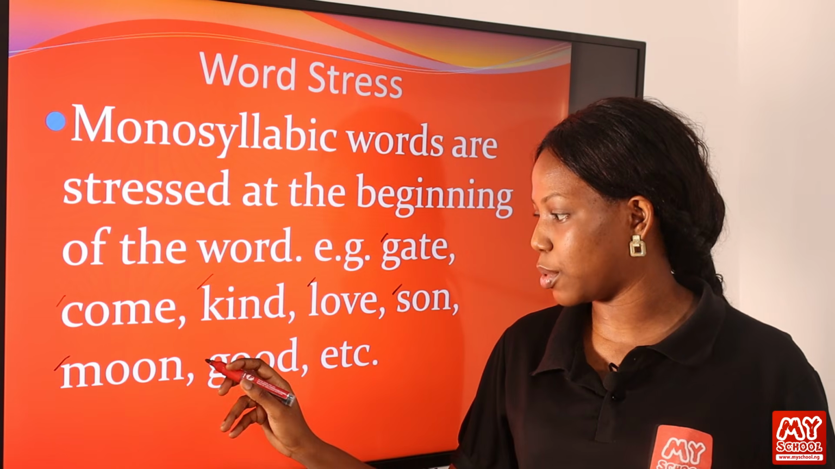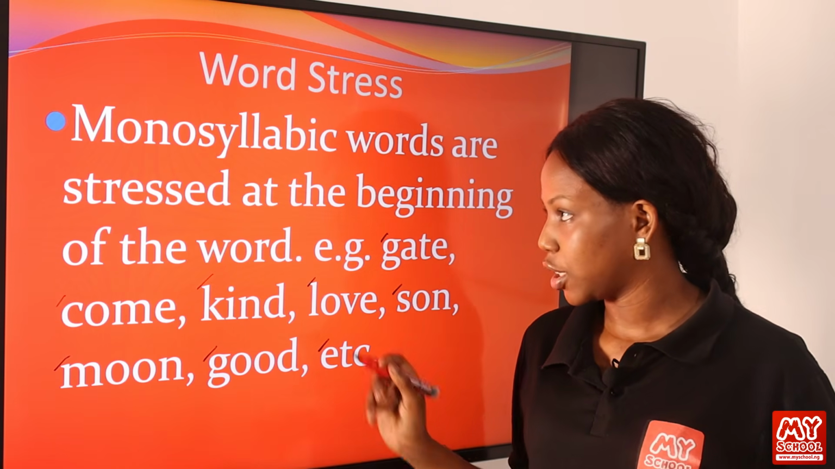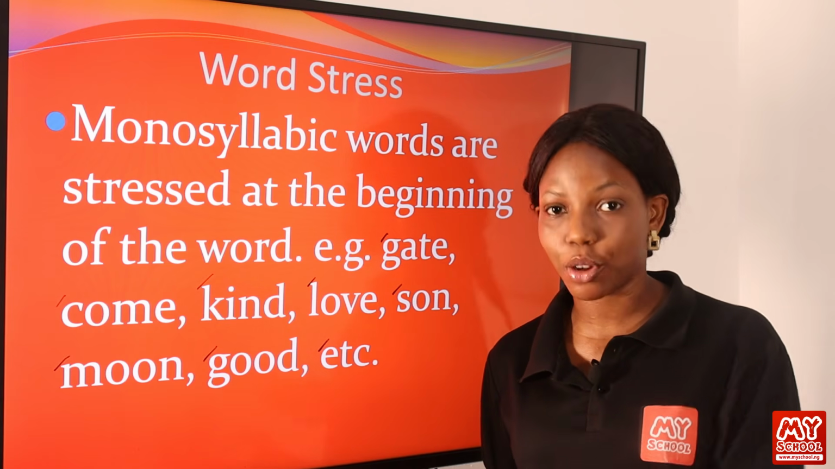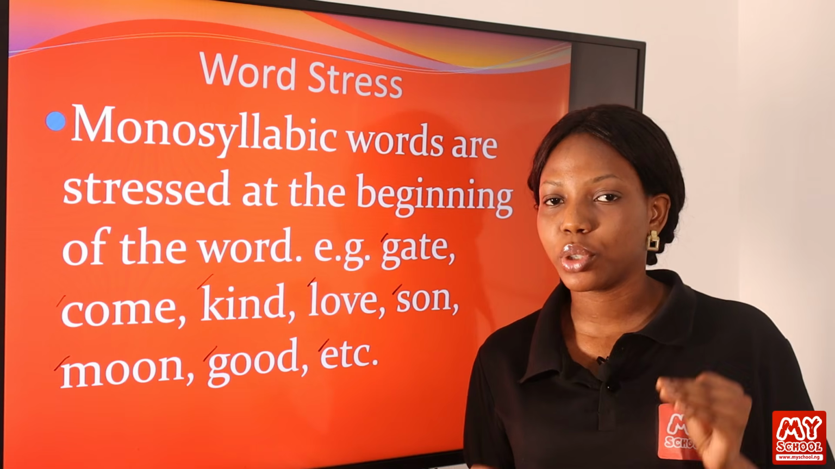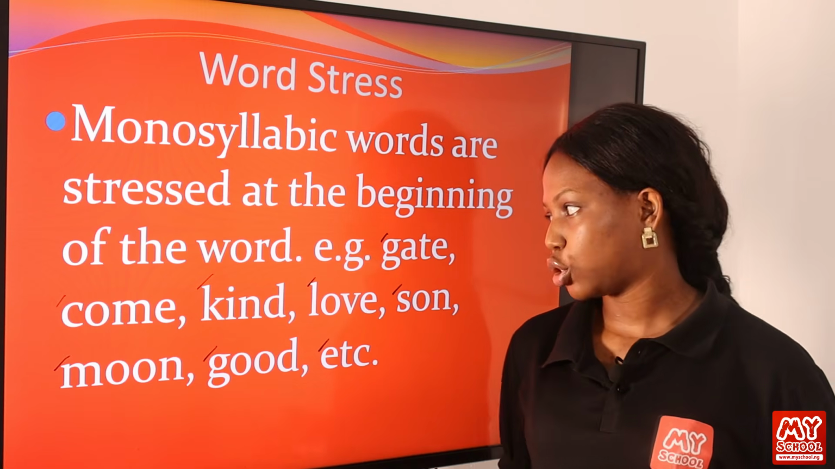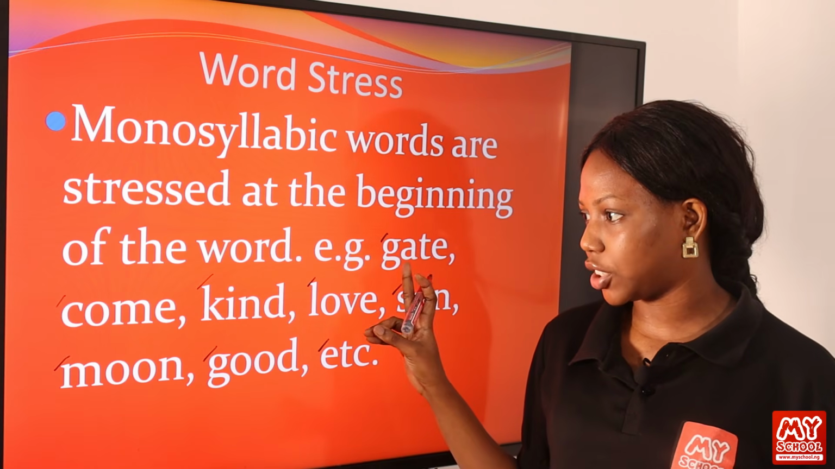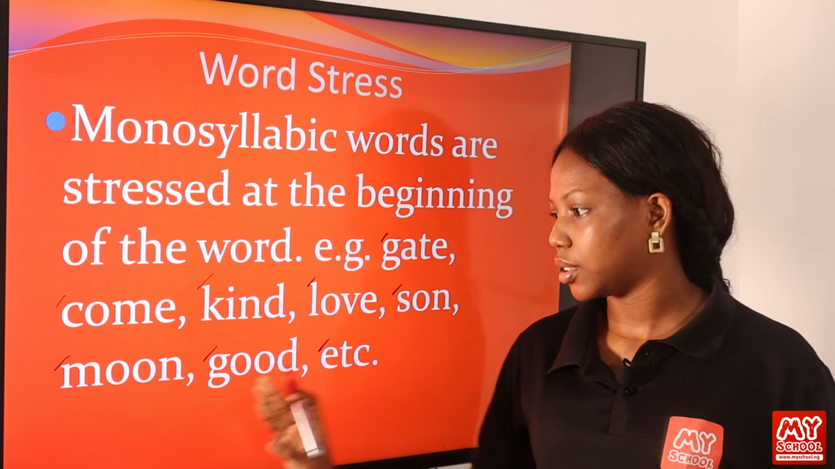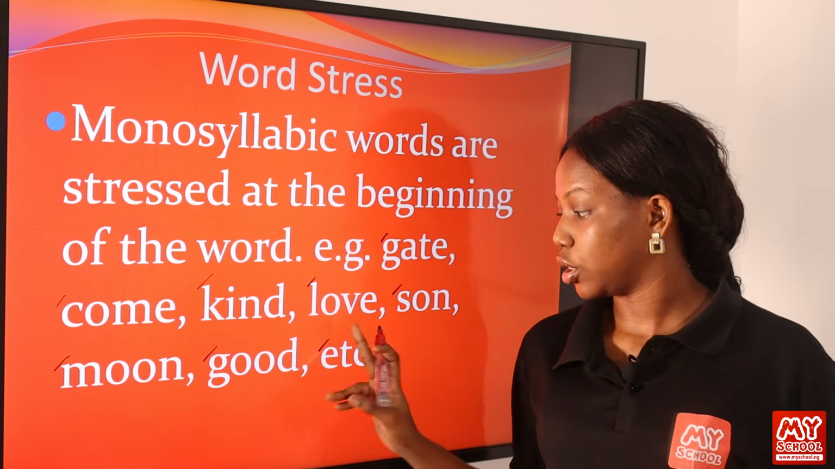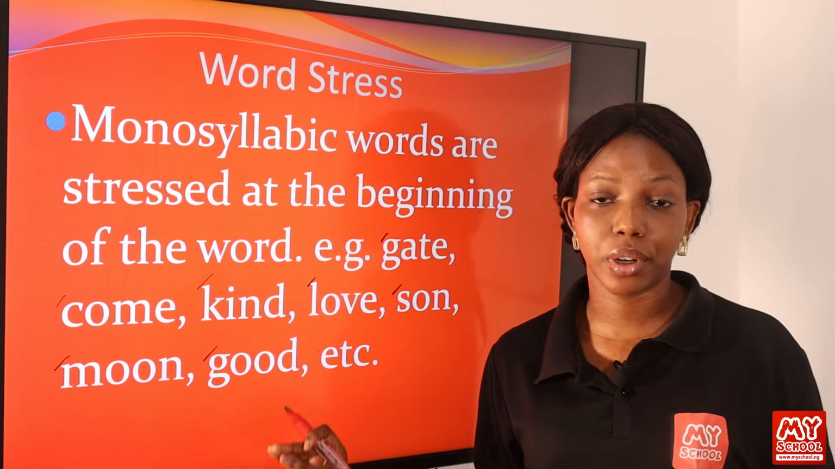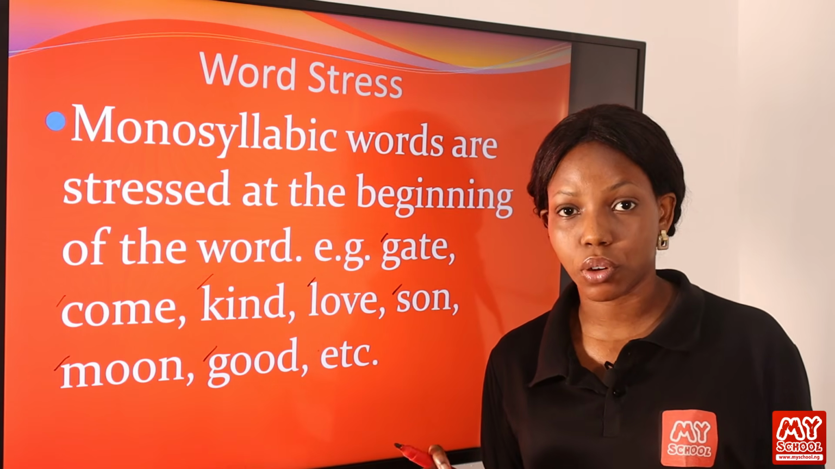So it's very easy with monosyllabic word, right? Okay, so don't forget we are going to be using the term stressed and unstressed, not primary, not secondary or weak. We're using the terminology stressed syllable and unstressed syllable. So gate is stressed, calm is stressed, kind is stressed, love is stressed, sun, moon, good is stressed, okay? So these are monosyllabic words and they are stressed at the beginning of the word.